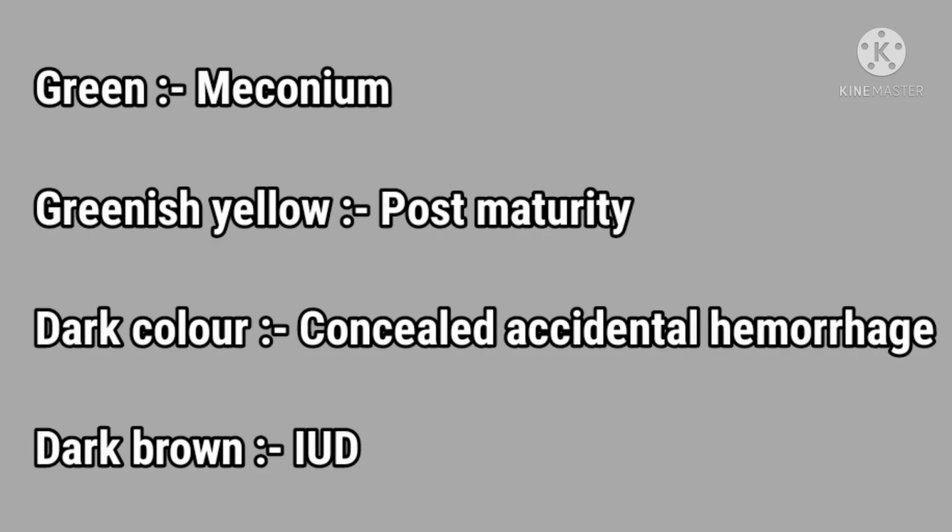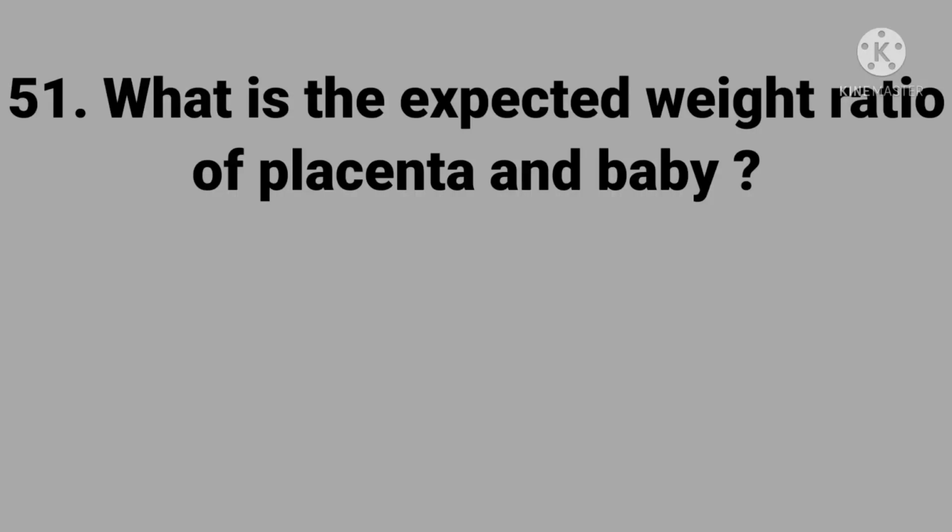First one is green. If green, it is meconium stained. Next one is greenish yellow. It is post maturity. And dark color is seen in concealed accidental hemorrhage. And last one is dark brown, seen in intrauterine death. The green in meconium, greenish yellow in post maturity, dark color in concealed accidental hemorrhage and dark brown in intrauterine death.